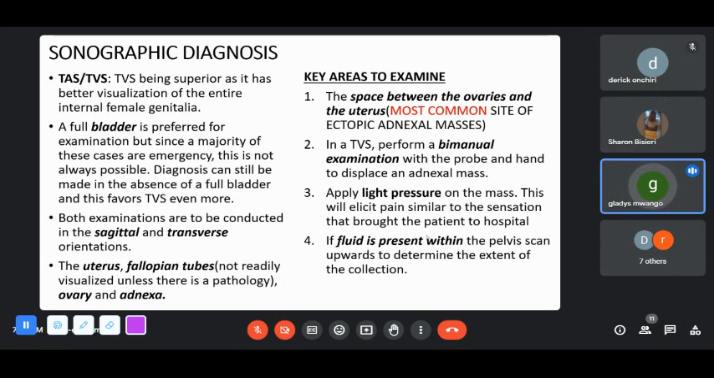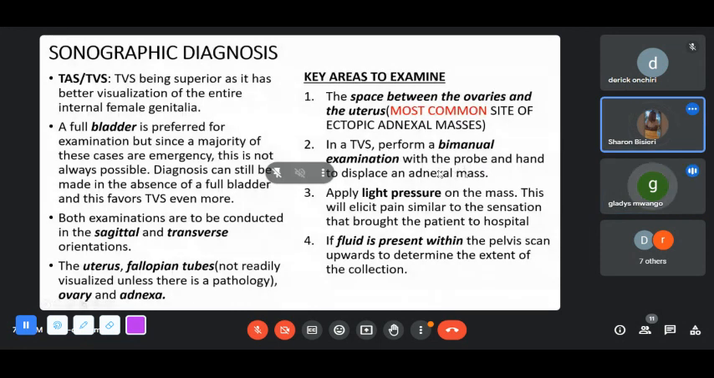To get the ovaries is where the bimanual comes in. You can identify the internal iliac vessels, and just more medial to it you are able to get the ovary. And a bimanual would help because you can displace the bowel loops that could be covering it.